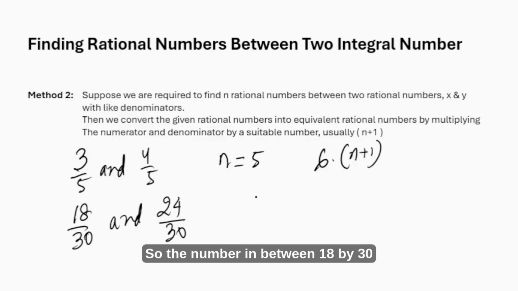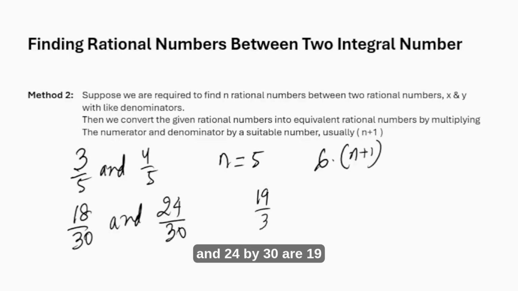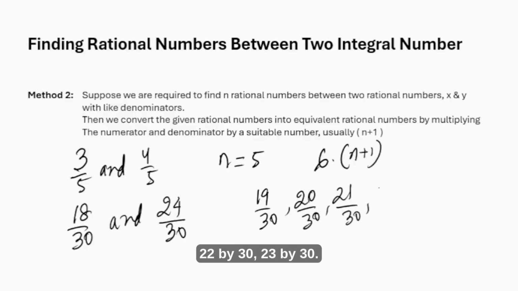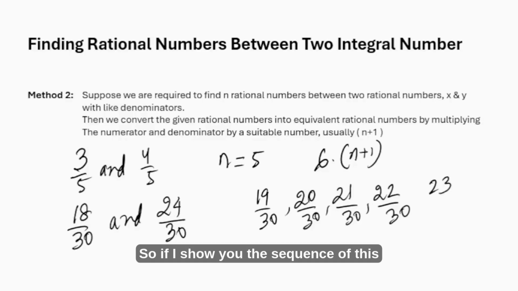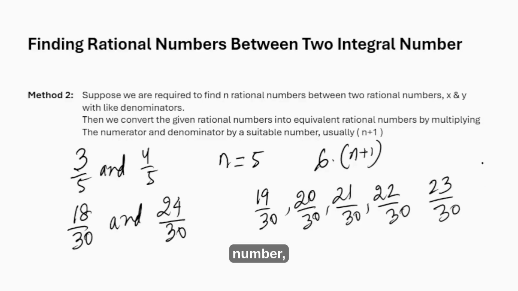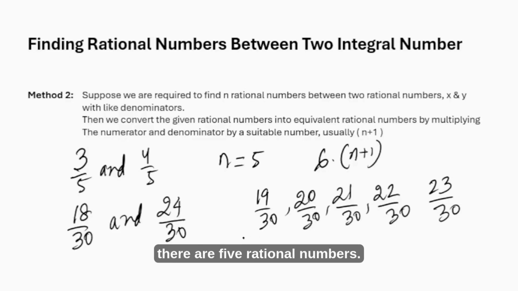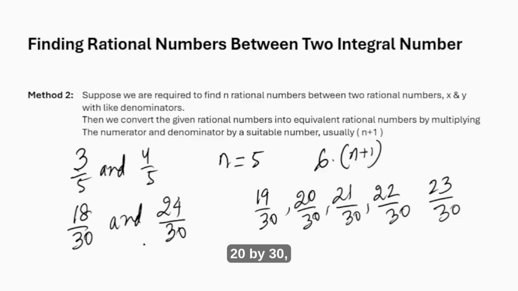So the numbers in between 18 by 30 and 24 by 30 are 19 by 30, 20 by 30, 21 by 30, 22 by 30, 23 by 30. So if I show you the sequence of these numbers, between 18 by 30 and 24 by 30 there are 5 rational numbers, which are 19 by 30, 20 by 30, 21 by 30, 22 by 30 and 23 by 30.